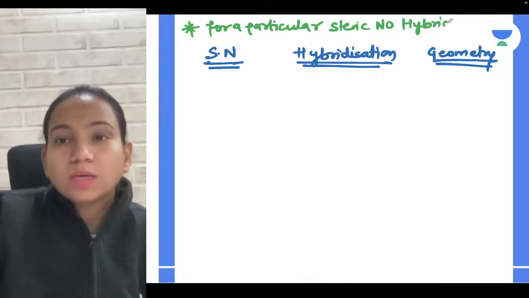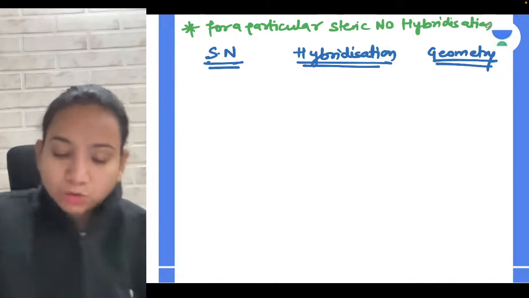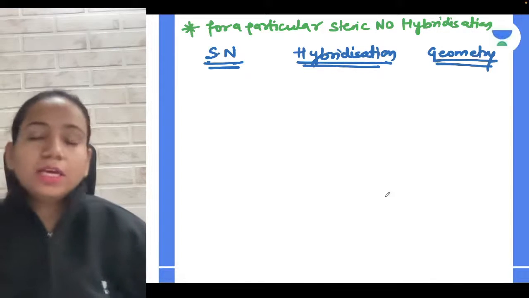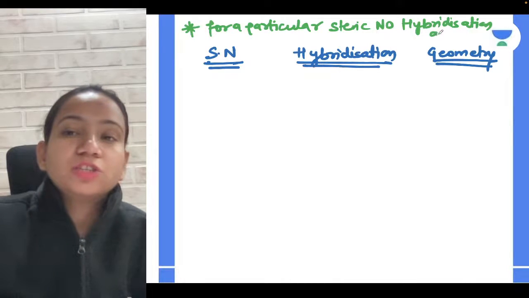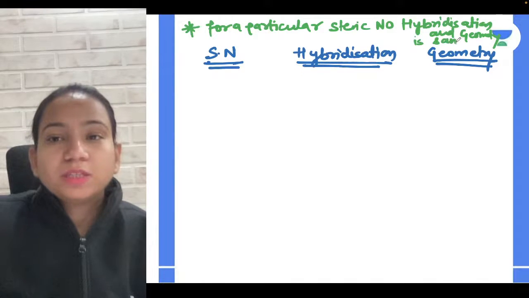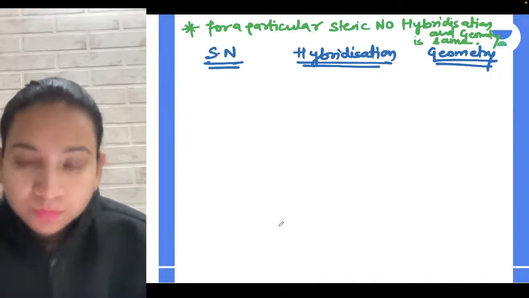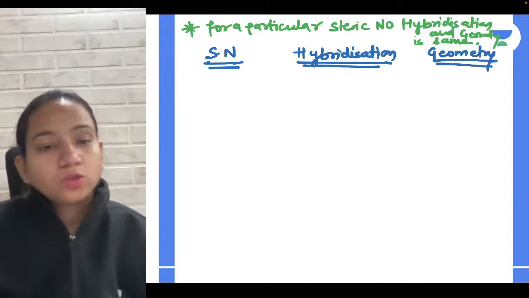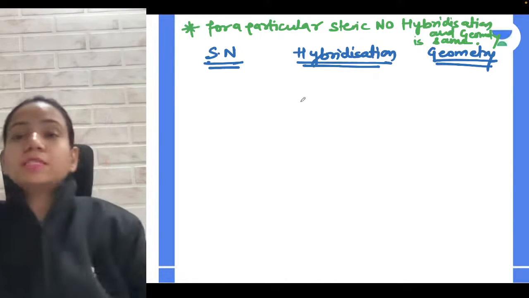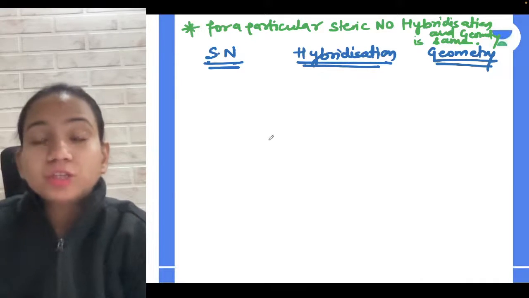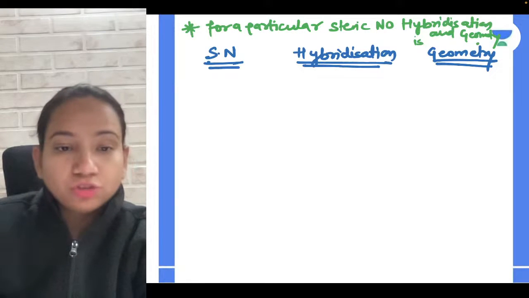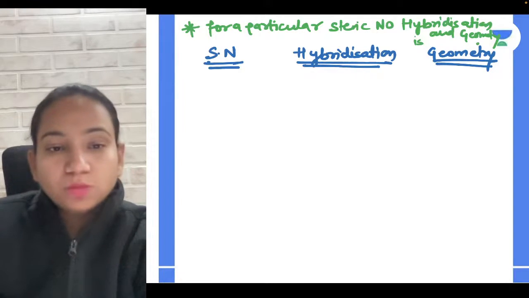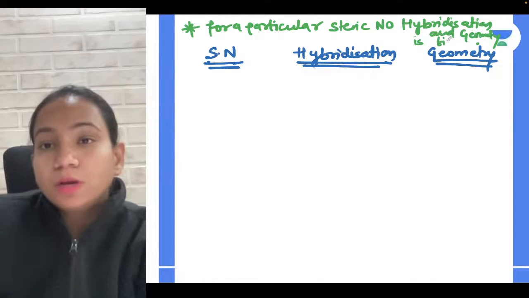Now let's quickly discuss the geometry for different steric numbers, so that we can easily tell the hybridization and geometry for every steric number. For a particular steric number, hybridization and geometry are always the same. It is fixed and it's not going to change, whatever the condition, whatever the number of lone pairs.